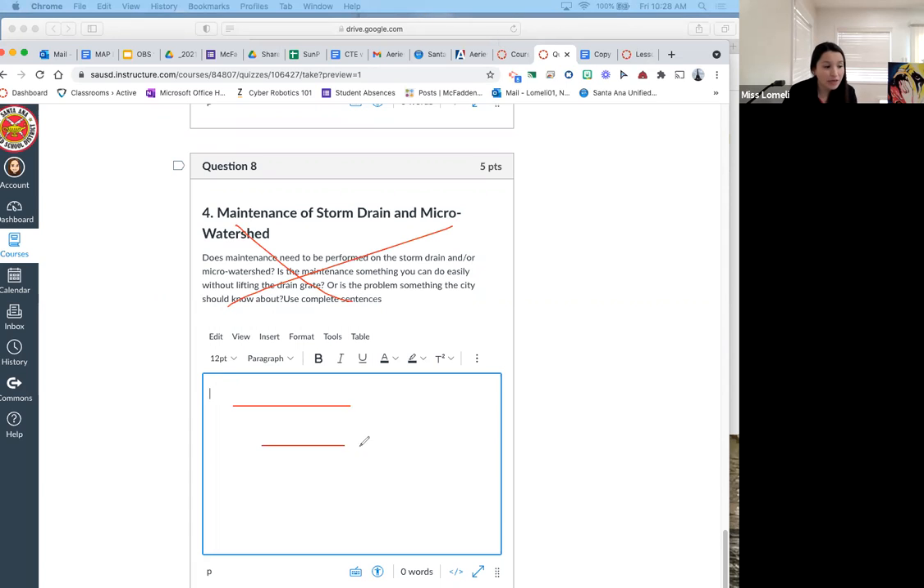If I can read your sentence and know what kind of maintenance your storm drain needs and who you need to talk to, and if it's out of your hands and you need the city involved, just by reading this, you have a good sentence. If you read this to your parents and you go, it was broken, I don't know how to fix it.